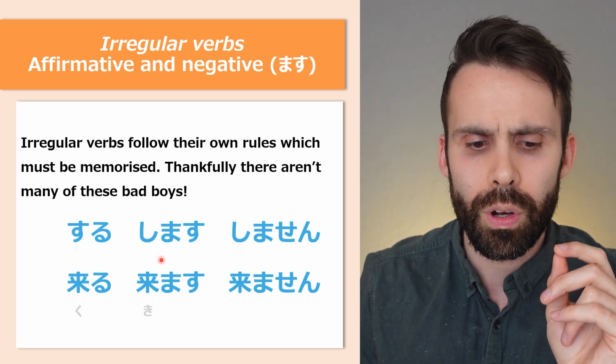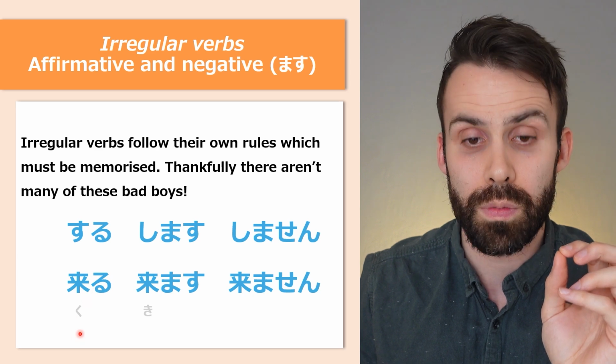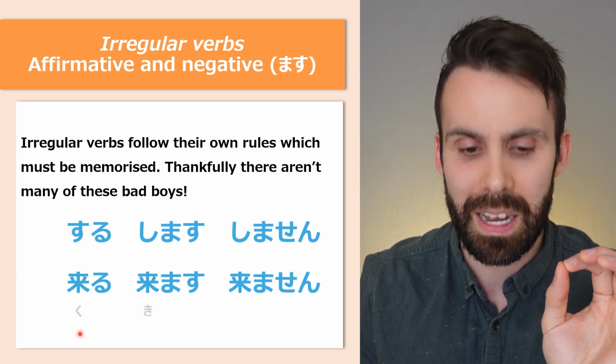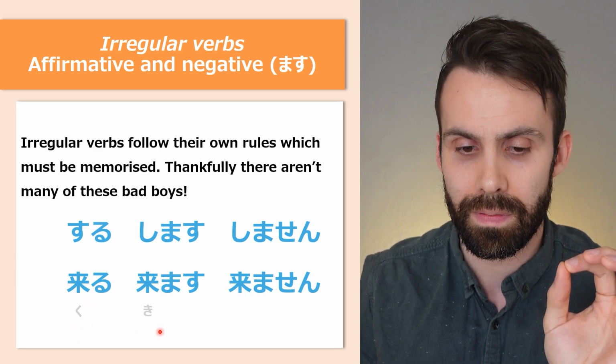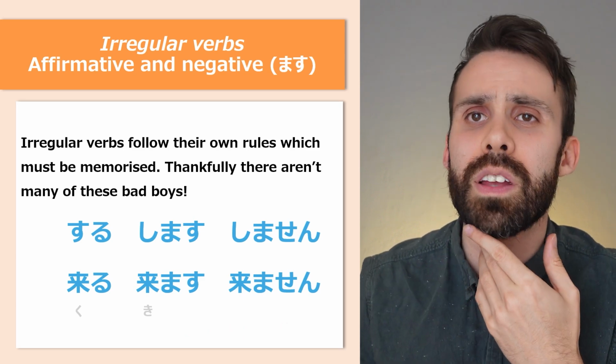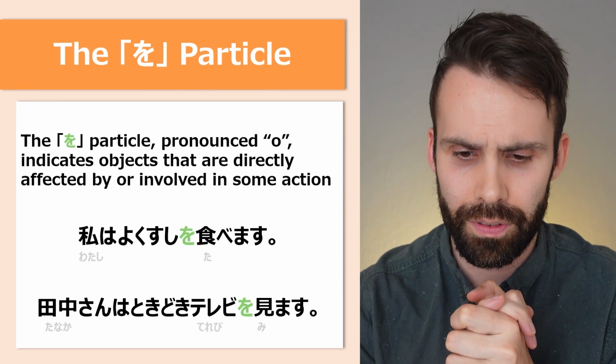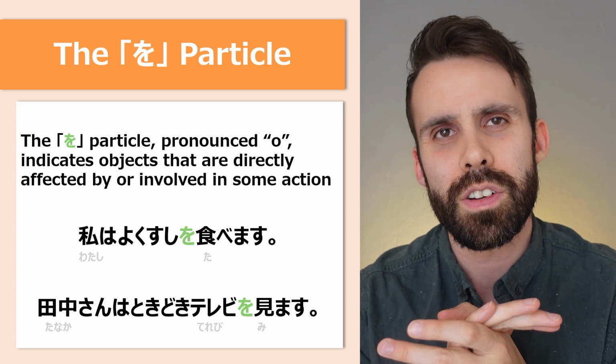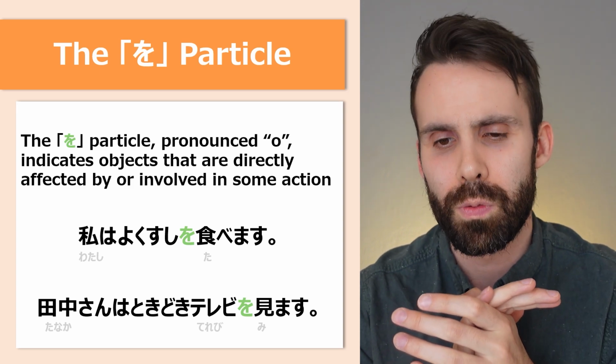So kuru, notice here that kuru does not become kumas, it becomes kimasu and kimasen. Great. Now, with that out of the way, we can start to do some fun stuff. But in order to do the fun stuff, we kind of need particles to work with.